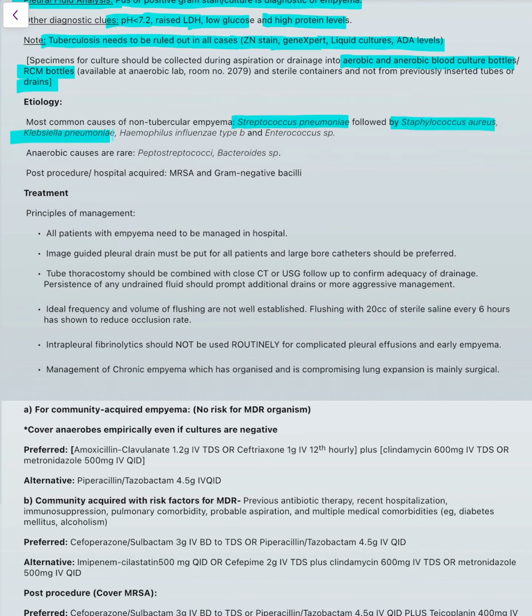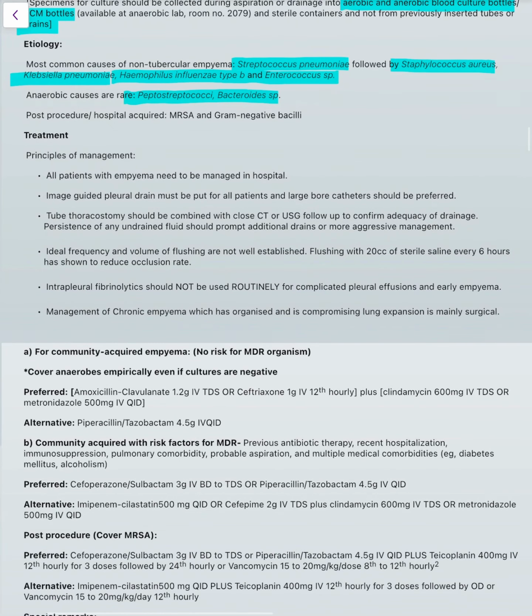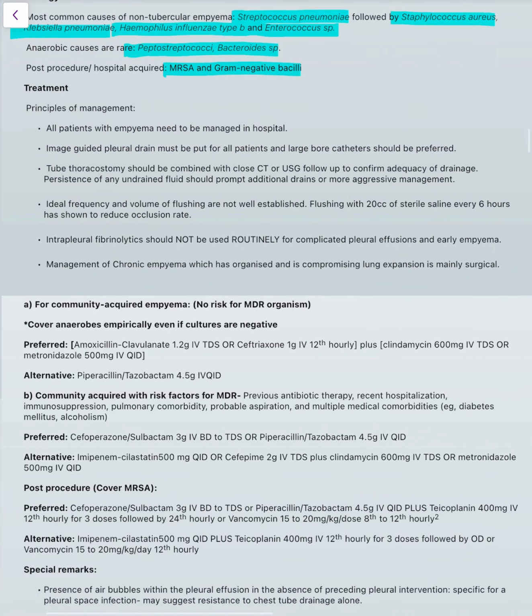Klebsiella pneumoniae, Haemophilus influenzae type B, and Enterococcus species. And anaerobic species like Streptococci and Bacteroides. Post-procedure hospital acquired MRSA and gram-negative bacilli are common. Whenever you are tapping the patient and then the patient develops the empyema, in those cases MRSA and gram-negative bacilli are common. So how do we treat it?